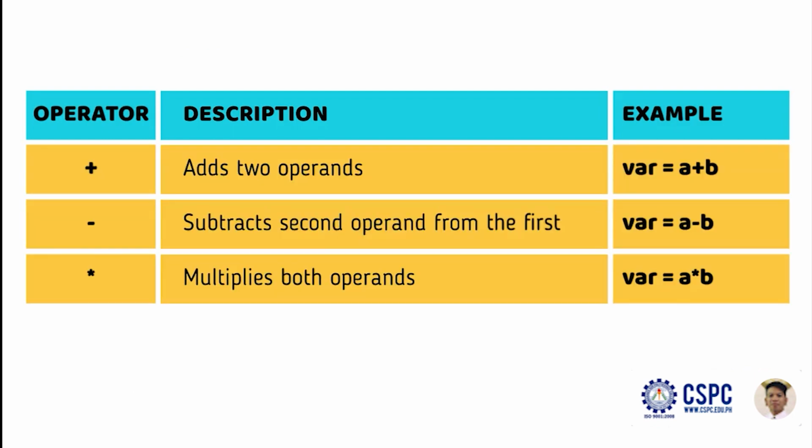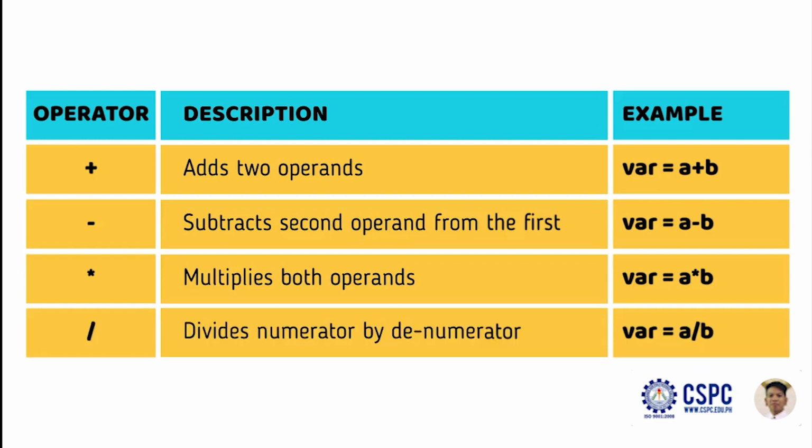First, we have the plus operator which adds two operands. Example, variable equals a plus b. Next, the minus operator that subtracts the second operand from the first. Example, variable equals a minus b. Then we have the times operator that multiplies both operands. Example, variable equals a times b. And lastly, the division operator that divides the numerator by the denominator. Example, variable equals a divided by b.